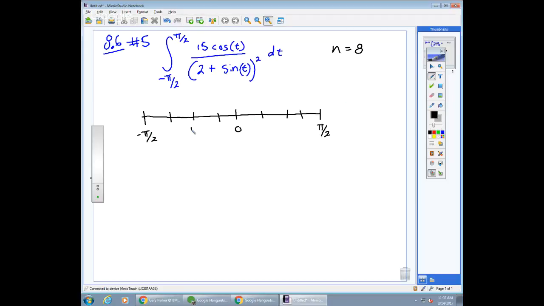So let's see, this one would be negative pi over 4. This one would be negative pi over 8. And that would be 1, 2, 3 pi over 8 over here. On the other side, pi over 4 is in the middle, pi over 8 is in the middle there, and then 1 pi over 8, 2 pi over 8, 3 pi over 8 would be over here. So those are my subintervals right there.